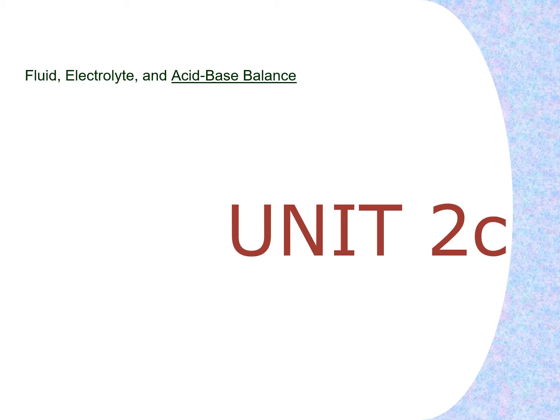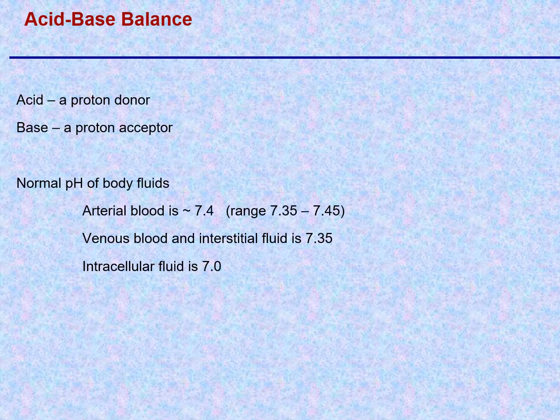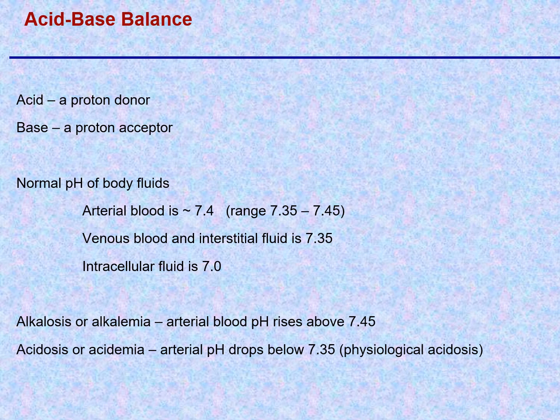Okay, this is Unit 2C. We're continuing with renal physiology, and this is on acid-base balance. Now, acids can give protons, a hydrogen ion, right? H+. And bases can accept that proton.